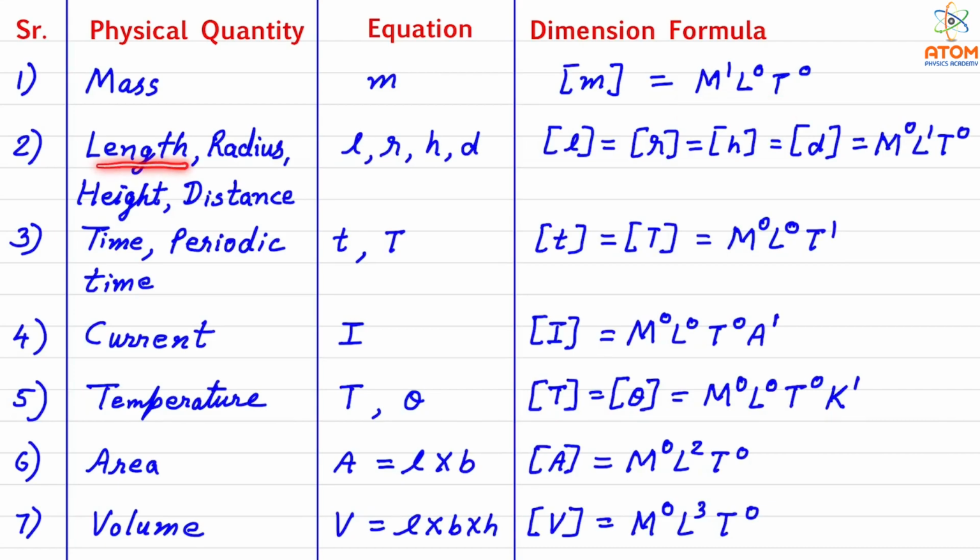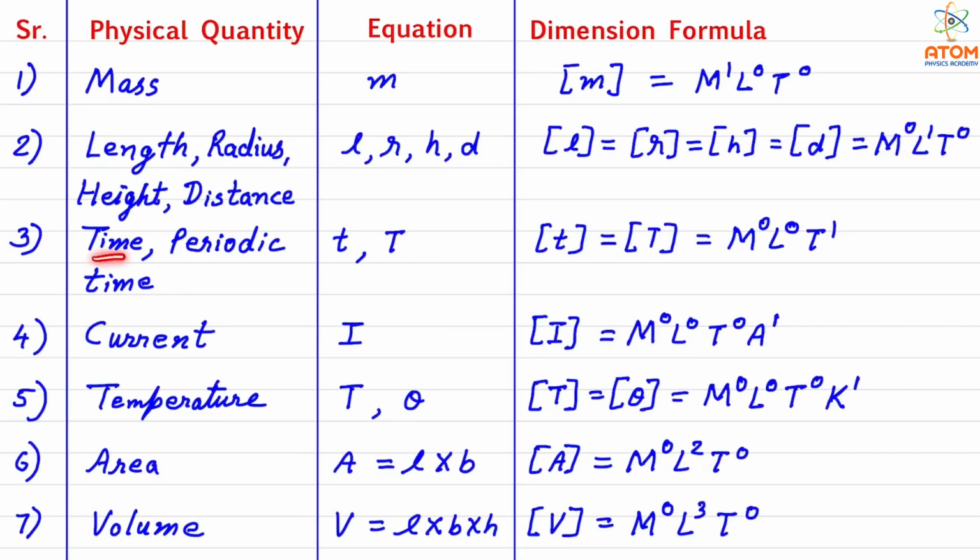Then comes length, or say radius, height or distance, which have symbols like L, R, H, D and so on. You have to put all these symbols in square brackets likewise, and the dimension formula will be m0 l1 t0. These are all sorts of distance. Even radius is a distance, height is a distance, diameter is a distance, displacement is a distance, arc is also one sort of distance. So for all of them the dimension formula remains the same, m0 l1 t0.